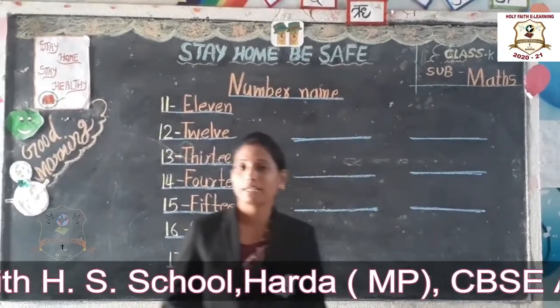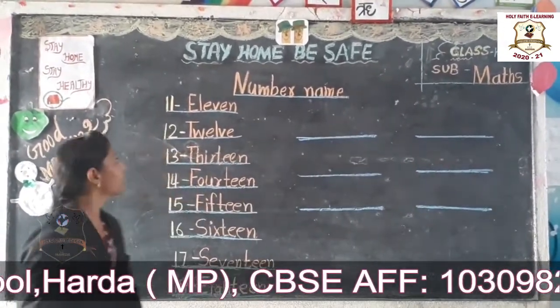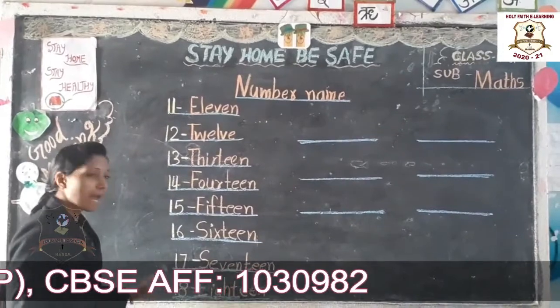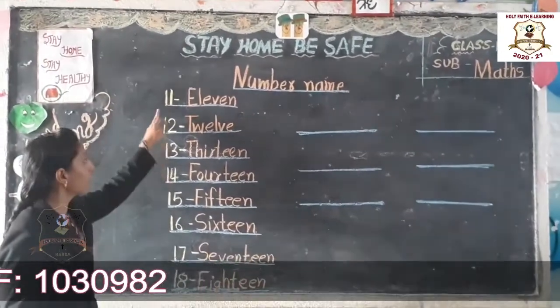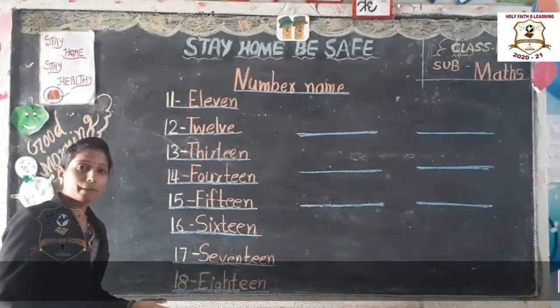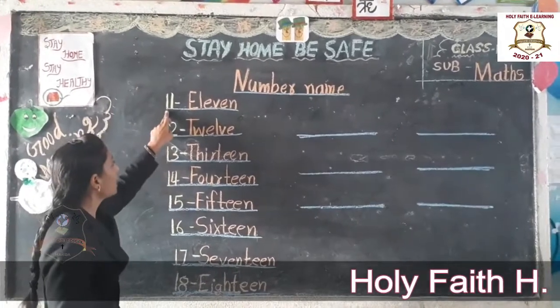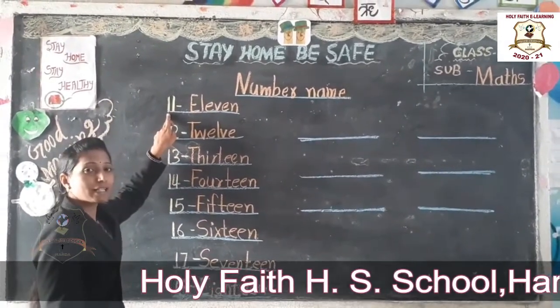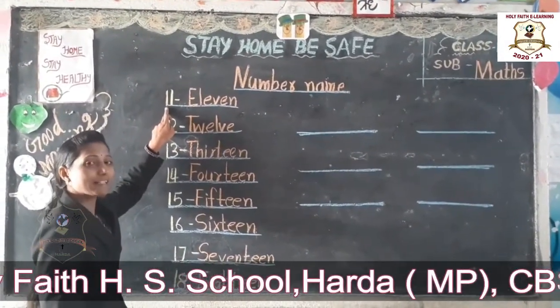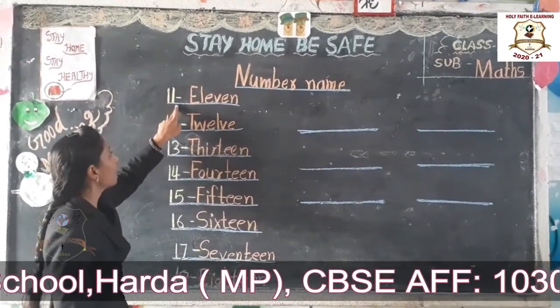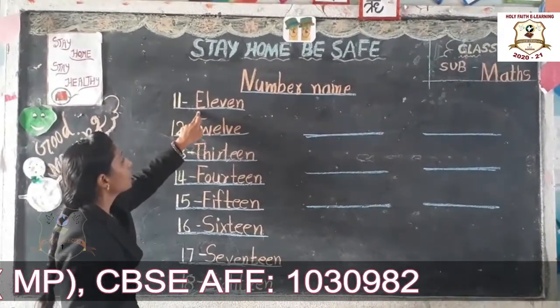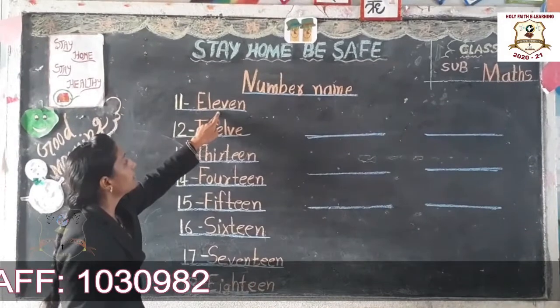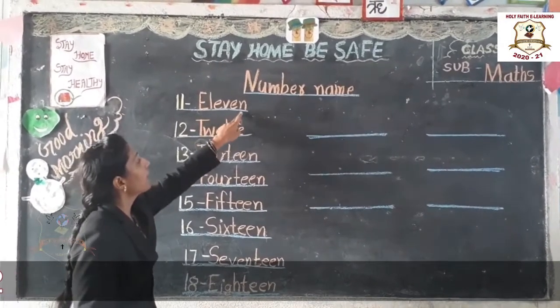Students, in our previous class, we learned the spelling of 11 to 18. Let's repeat. Okay? Now look here. Which number is this? Yes, you are right. This is number 11. 1, 1, 11. E, L, E, V, E, N.